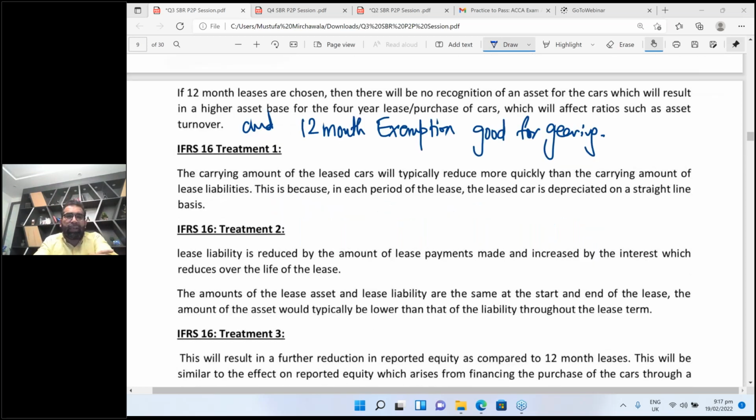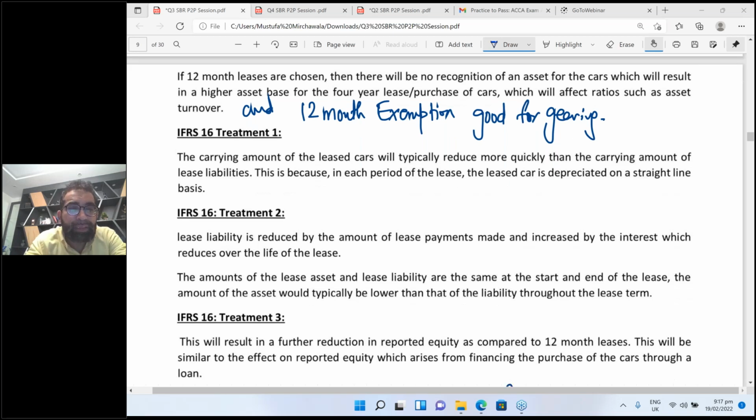Now, IFRS 16 treatment number 1, the carrying amount. Now you need a little energy, please. And if you don't understand, no issue. If you have understood the question till now, you have scored 9 to 10 marks. These are extra marks. Just think, the carrying amount of the leased car will typically be reduced more quickly than the carrying amount of lease liabilities.